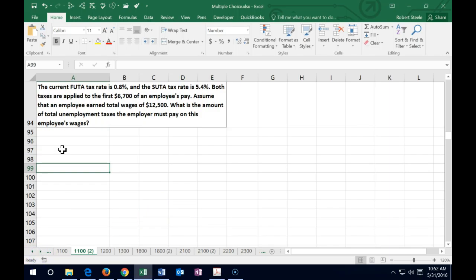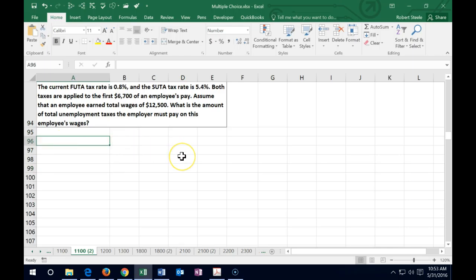Next one says that the current FUTA tax rate is 0.8% and the SUTA tax rate is 5.4%. Both taxes are applied to the first $6,700 of an employee's pay. Assume that an employee earned a total of $12,500. What is the amount of total unemployment taxes that the employer must pay on the employee's wages?